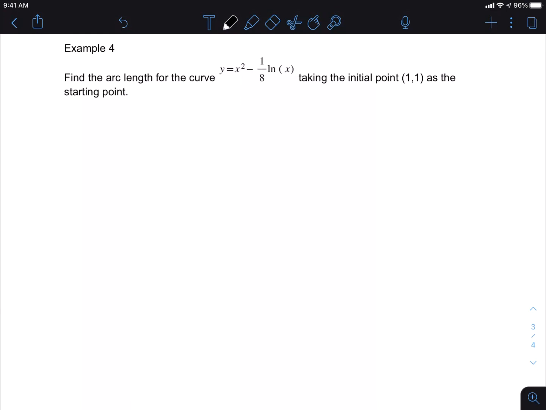All right, let me do this number 4, this example number 4. And then that'll be it for today in terms of what I have for you. And then I'll put the homework up.